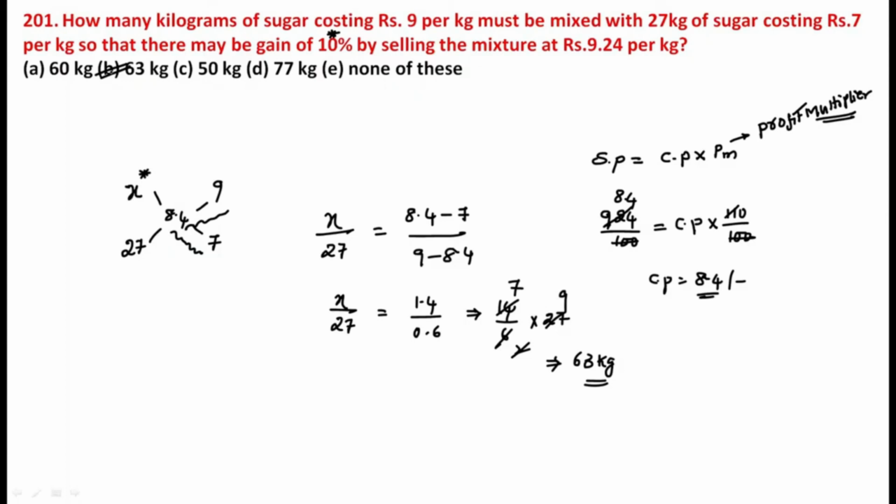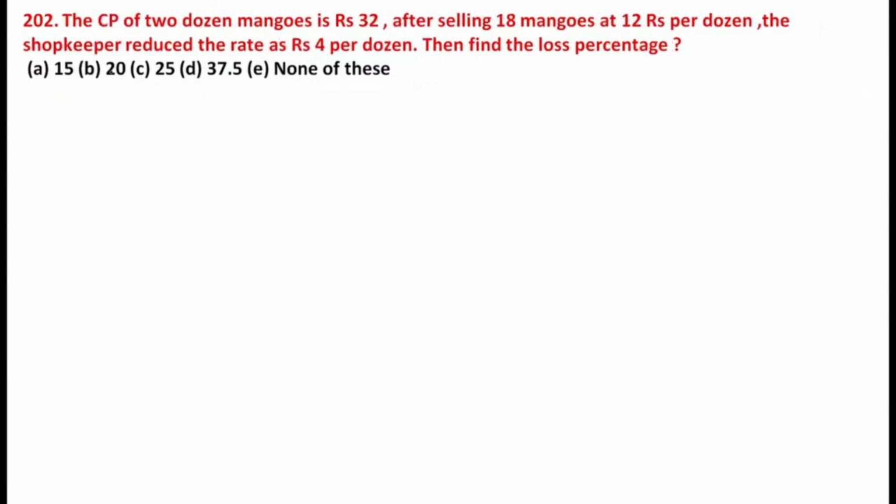Observe guys, if you are good at concept and calculation, then we can solve all these questions. So done with question number 1. Now question number 2. The cost price of 2 dozen mangoes is 32 rupees. After selling 18 mangoes at 12 rupees per dozen, the shopkeeper reduces the rate to 4 rupees per dozen. Find the loss percentage, how much loss it is for the entire calculation.